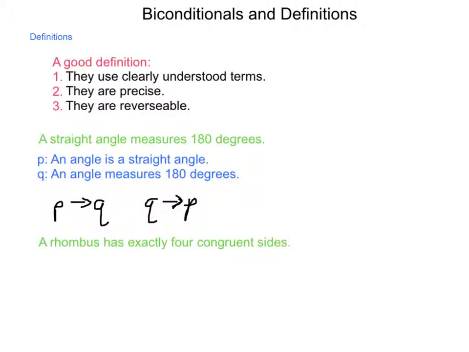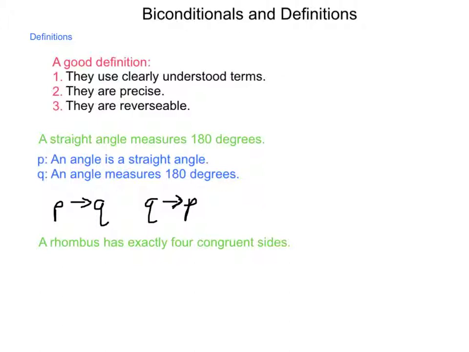Precise, we have an exact amount of measurement, 180 degrees. And the terms angle, straight angle, measurement, degrees, these are all items that are understood and accepted as basic vocabulary. So this does make a good definition.